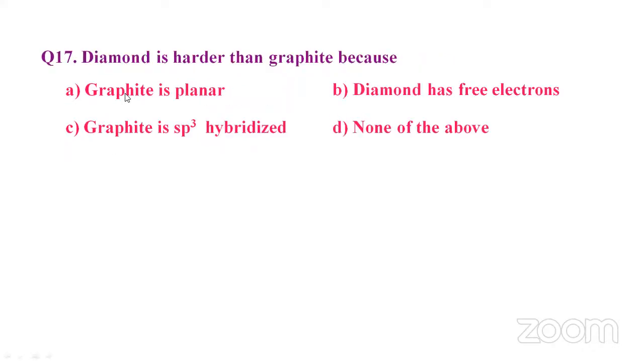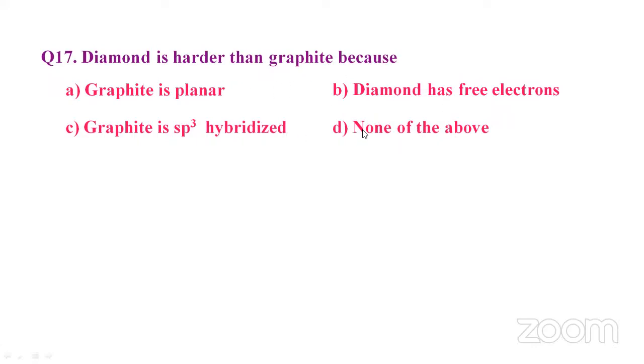Diamond is harder than graphite. What is the reason why diamond is harder than graphite? Graphite is planar, diamond has free electrons. Okay, diamond is sp3 hybridized, so the reason is D. Graphite is sp2 hybridized, so C is also wrong. Diamond has free electrons? No, graphite is planar. This is not the reason why diamond is harder.